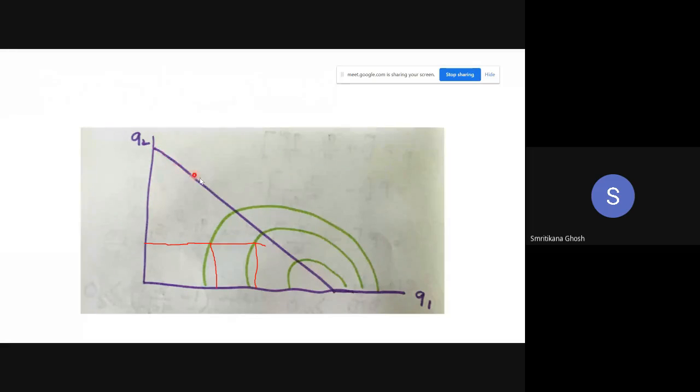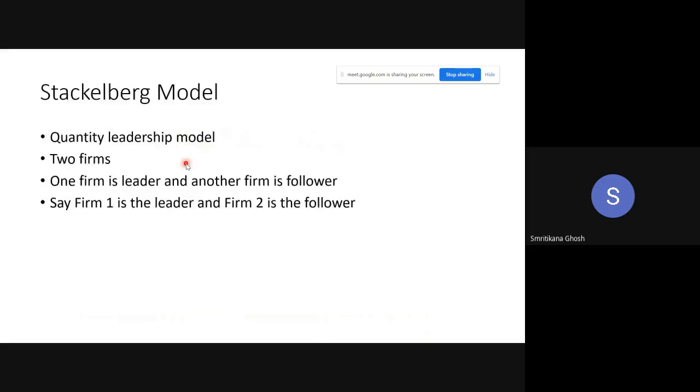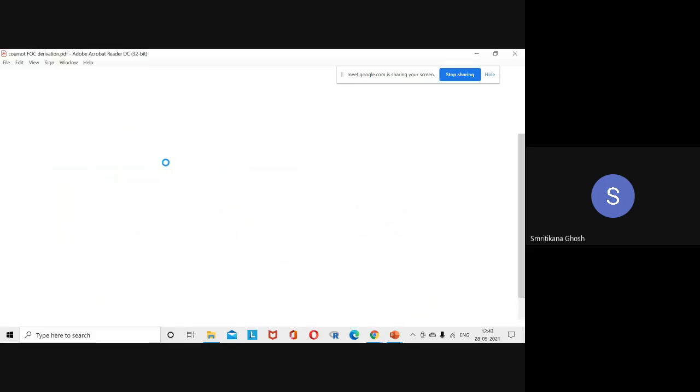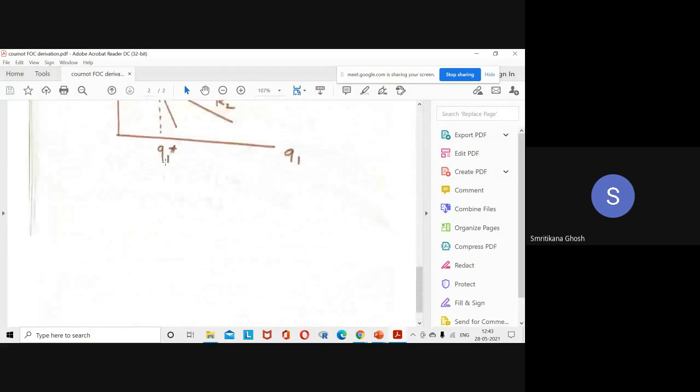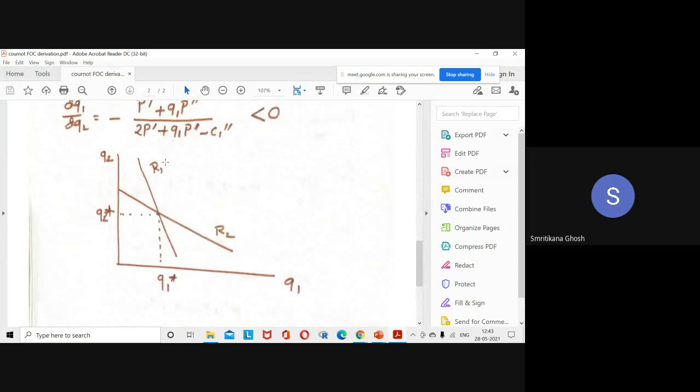Look at this line. I can say this blue line is the reaction curve of firm 1. Why? Because what is the reaction curve? I think it is here. Yes, this is the reaction curve.